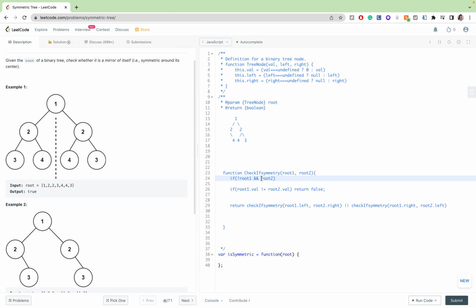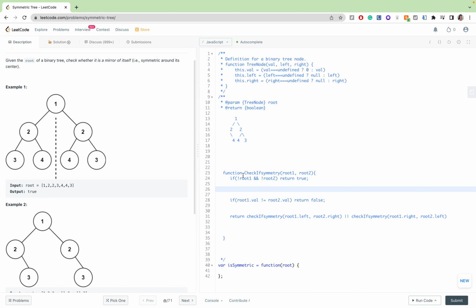So if we have both null, then we should return true, right? This means that this is also null and this is also null, so we are returning true in that case.